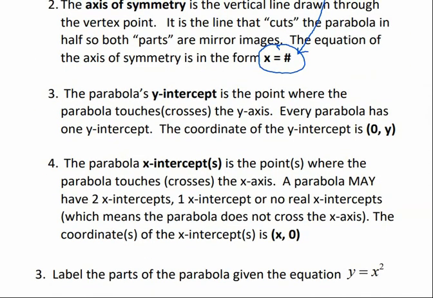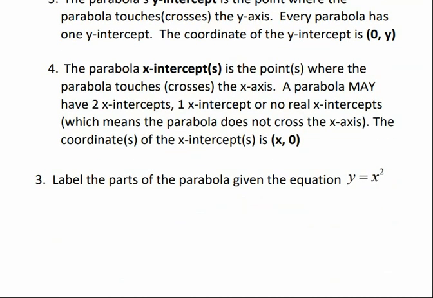The parabola's y-intercept is the point where it crosses the y-axis. Every parabola has one y-intercept, and the coordinate of the y-intercept is 0, y. So if we plug in 0 for x, it's going to give us what our y-coordinate is. The parabola's x-intercept or intercepts are the points where the parabola touches the x-axis. And like we said before, it could have 2, 1, or no x-intercepts.